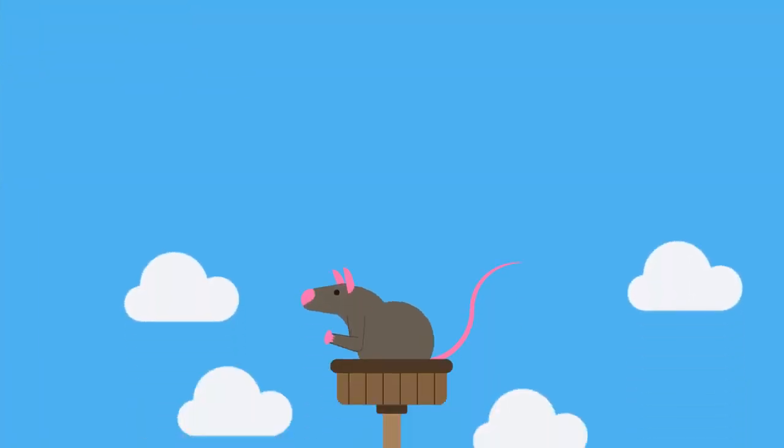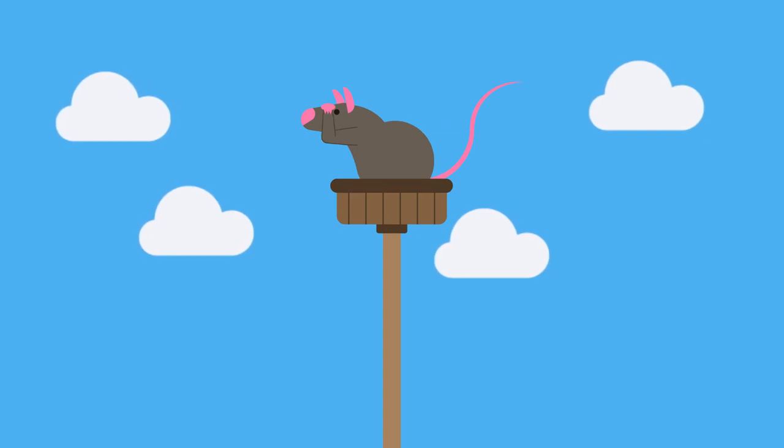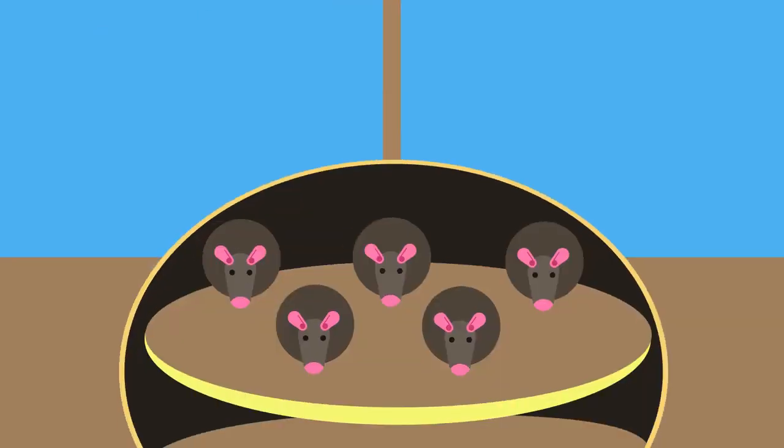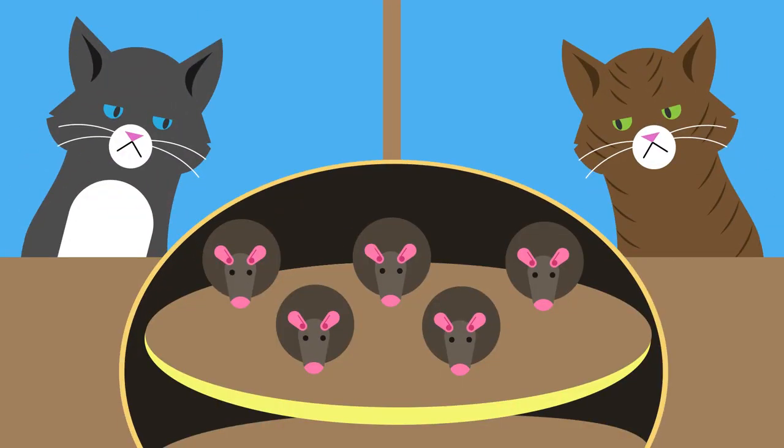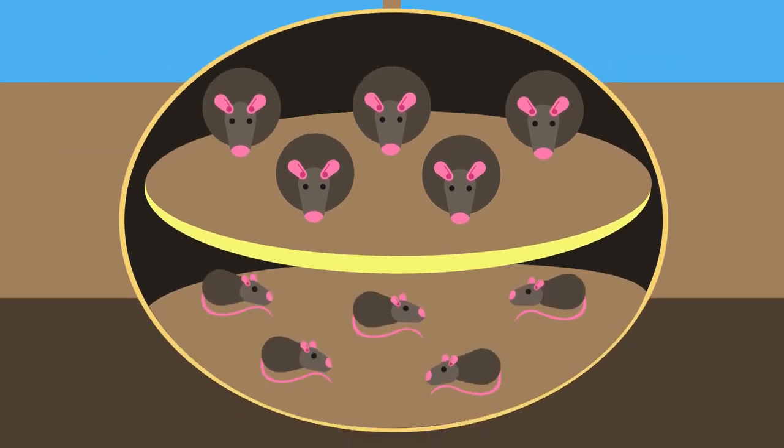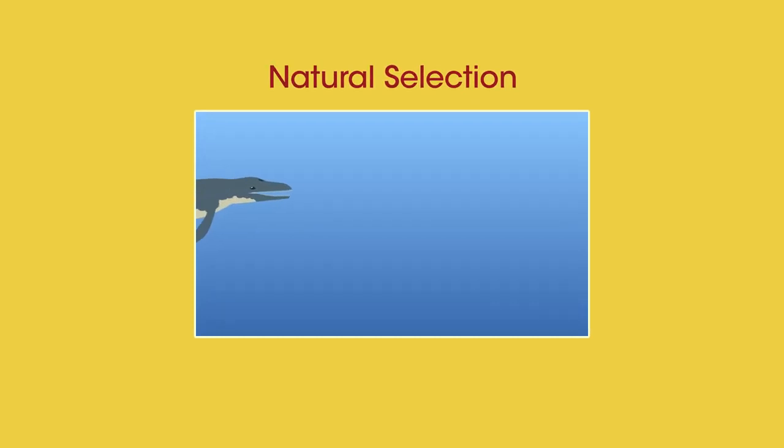For example, in a population of rats, some will have better eyesight than others. These will be able to avoid being eaten by predators, so are more likely to survive to reproduce and pass on this advantage to their offspring. If you want to learn more about natural selection, watch this video.